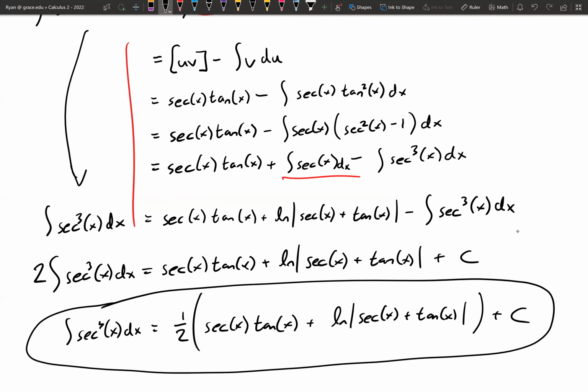So that's what that answer is. And so the moral of the story is that if you get back to where you started, but it's negative, you are done. You just got to add it to both sides and divide by 2. And that's one of the tricks that might show up in one of the homeworks for this section. So I just wanted to make sure everyone was aware of that.